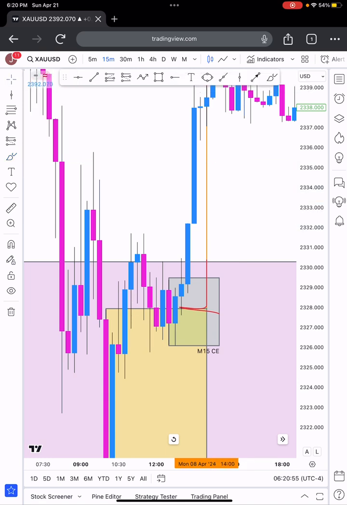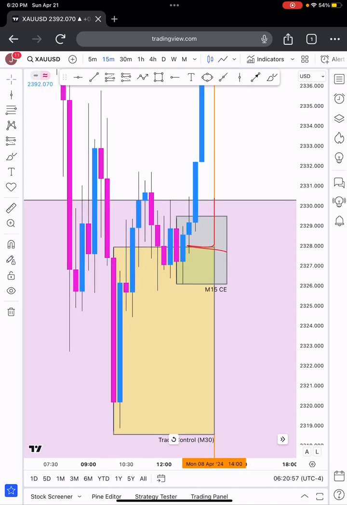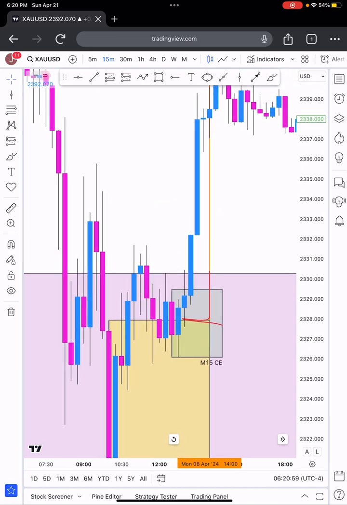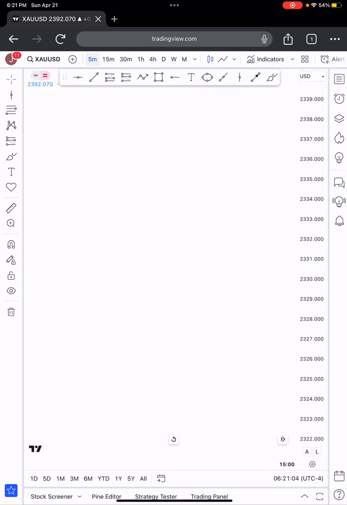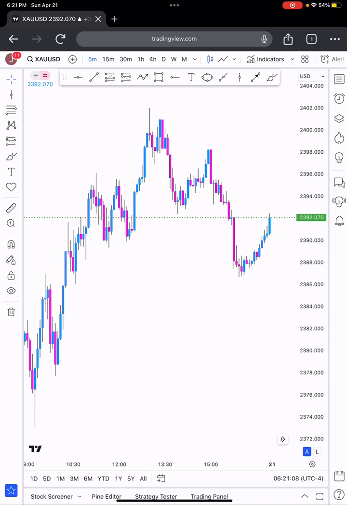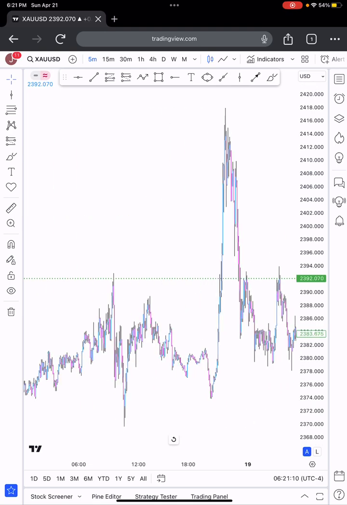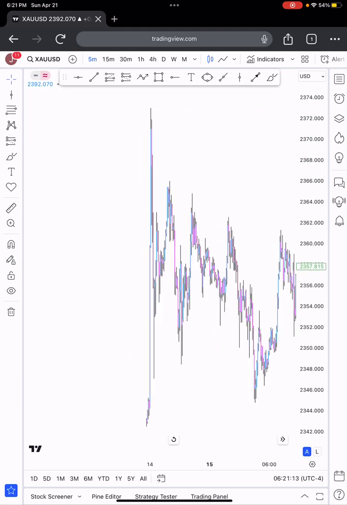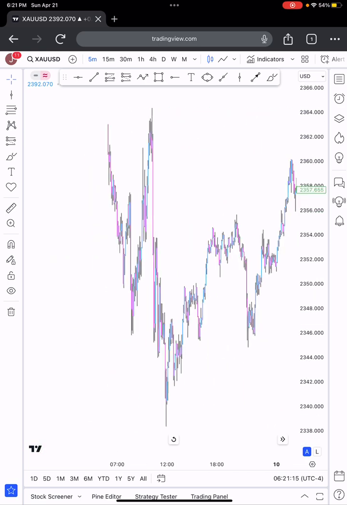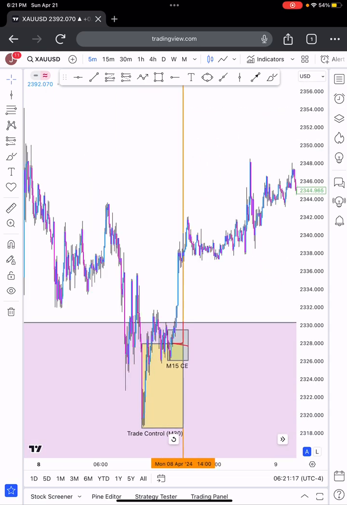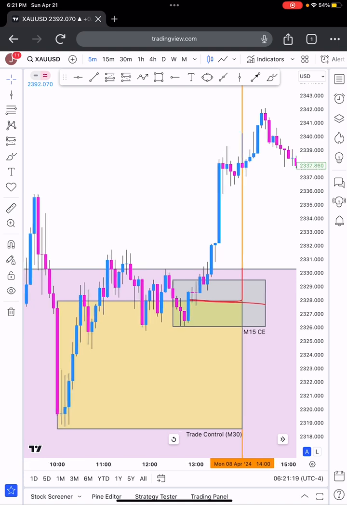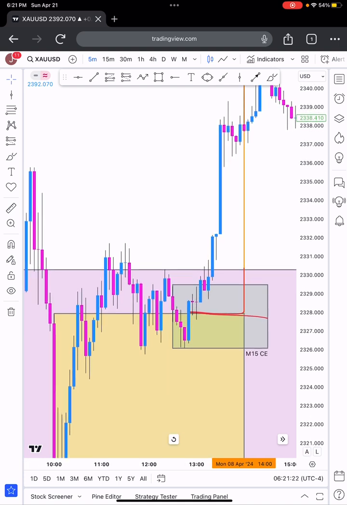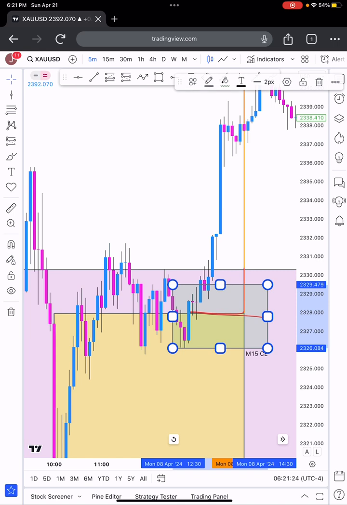But I'm just trying to show you what the confirmation entry looks like to know that price is going to continue going up. So go to M5. Let's see if there's another example in here. Let's see if there's an earlier entry. So let's zoom this in. Yeah, you would have been able to get an earlier entry.